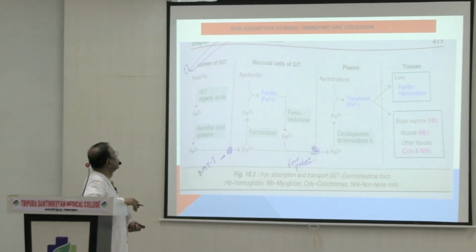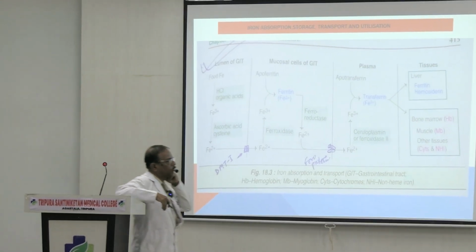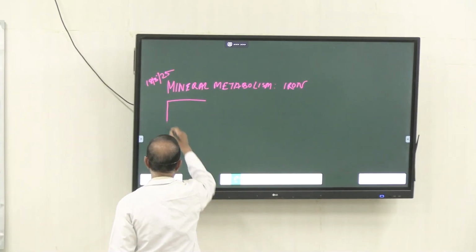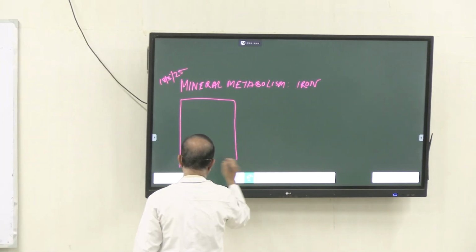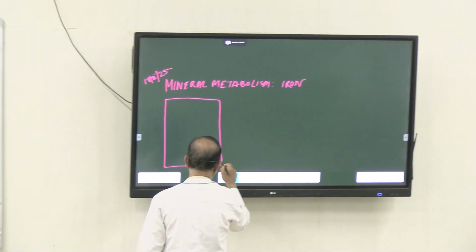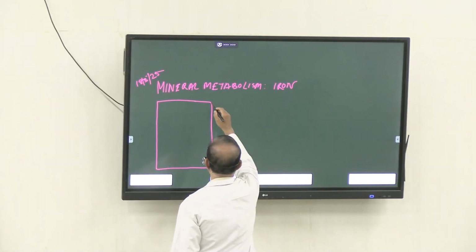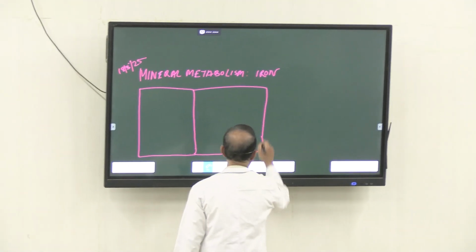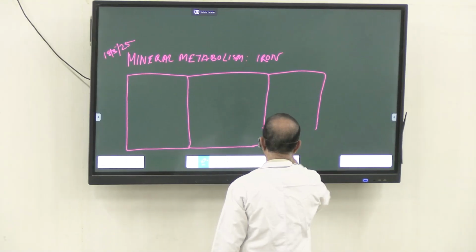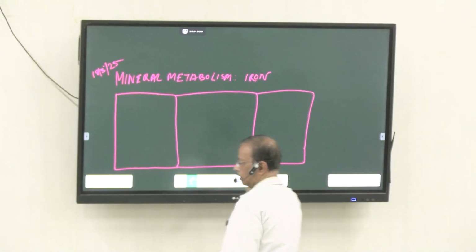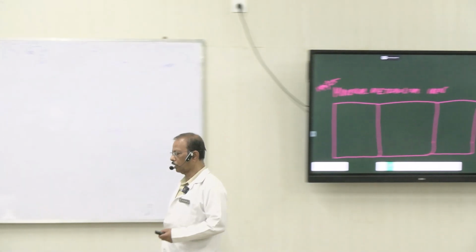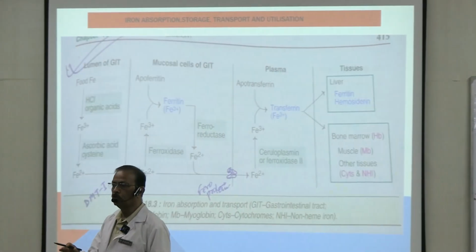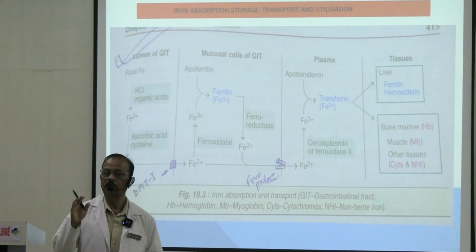Now here, absorption, storage and transport and utilization of iron. This is the intestinal lumen, enterocyte, blood and hepatocyte, liver tissue. Now, the iron we take in the food is present as ferric form.